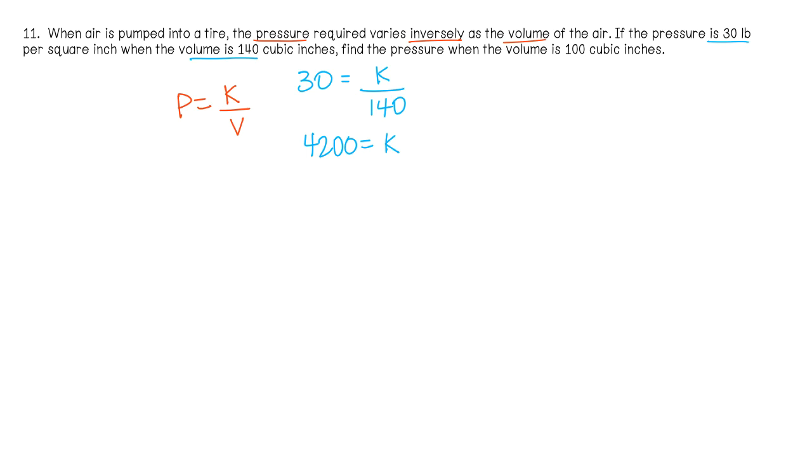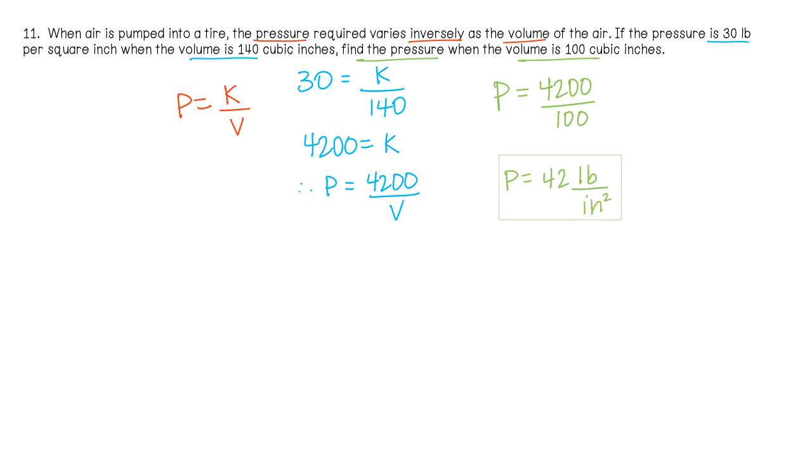Now that I know K, I'm going to plug it back in to the equation. At this point, I can actually answer the question. Find the pressure when the volume is 100. So what is the pressure if the volume is 100? Well, the pressure is 42 pounds per square inch. Again, remember your units.